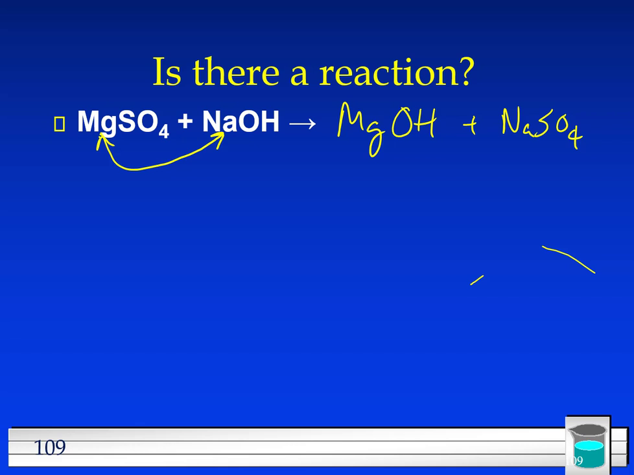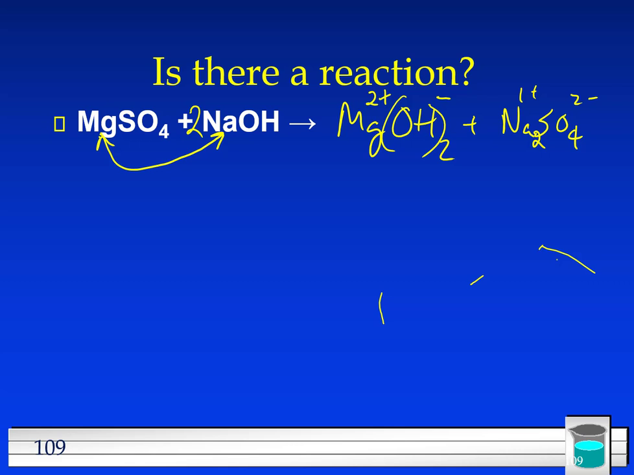Now I got to write the right formulas using charges. Mg is a group 2A, so it's 2 plus. Hydroxide is 1 minus. I looked it up in the back, my periodic table, so I need Mg(OH)2. I need the parentheses, so I got 2 OHs, not just 2 H's. Na is 1 plus, SO4 is 2 minus, so it's got to be Na2SO4. To balance it, I put 2 Nas, so I got to put a 2 in front of NaOH. That gives me 2 Nas and 2 OHs, which I wanted anyway, 1 magnesium and 1 sulfate. We're all balanced.